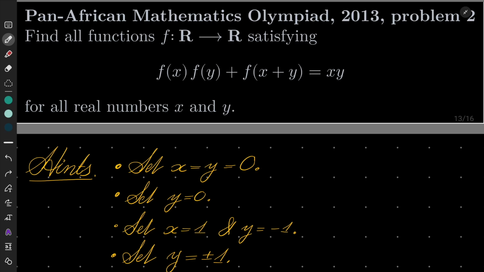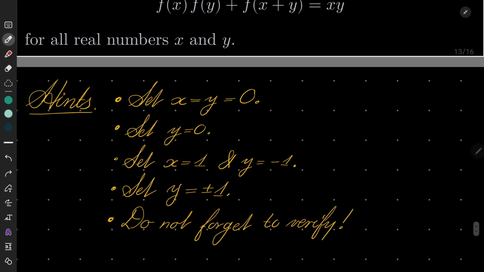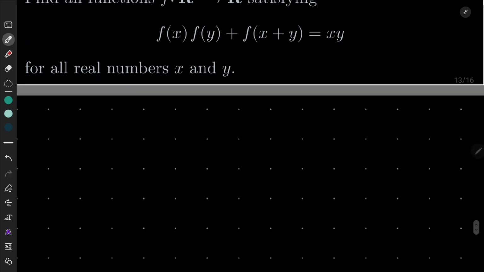So, my hints for this problem. It's all about setting some particular values. Try setting x and y to be 0 and deduce something. Then try setting y equals 0, then try setting x to be 1 and y to be minus 1, and finally try setting only y to be plus or minus 1 and x arbitrary. And always remember to check your solutions, whether they are in fact solutions to our equation. So give this problem a try and I will see you in a minute.